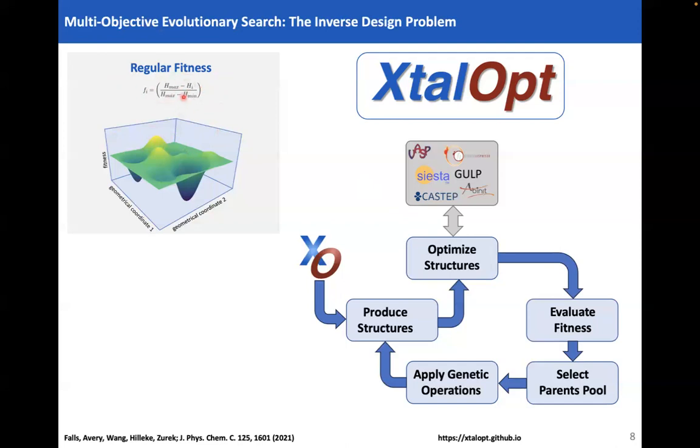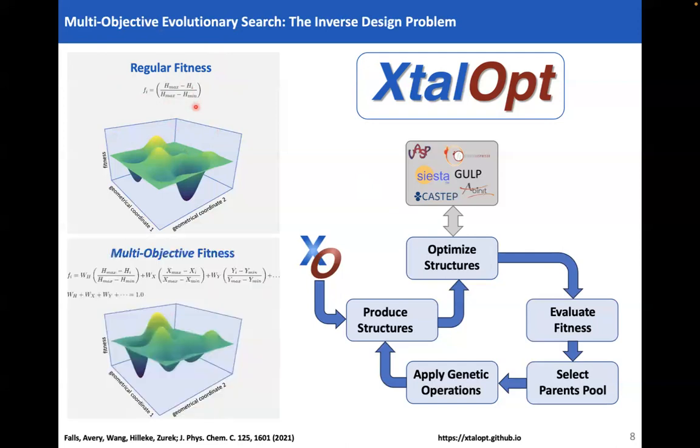In this case, the fitness is traditionally determined based on energy. Alternatively, this can be extended so we can have a multi-objective fitness function, which includes not only energy, but any desired property that we have included, subject only to the constraint that the overall weights are normalized and add up to 1. This corresponds to a change in the geometry of the fitness with respect to the geometrical coordinates.